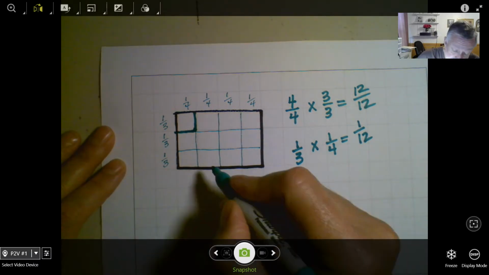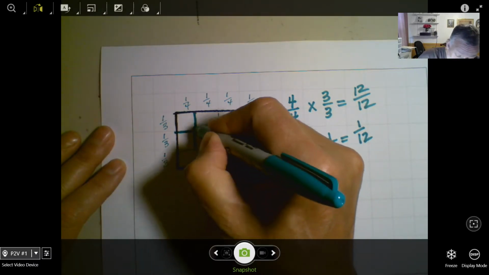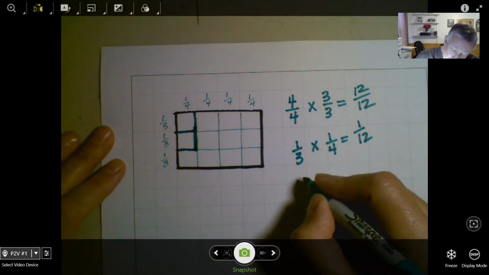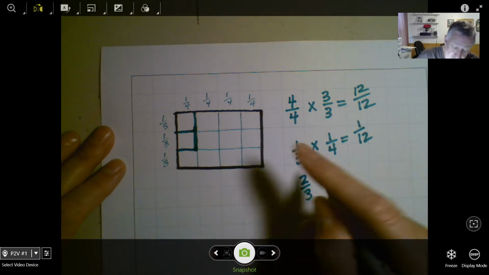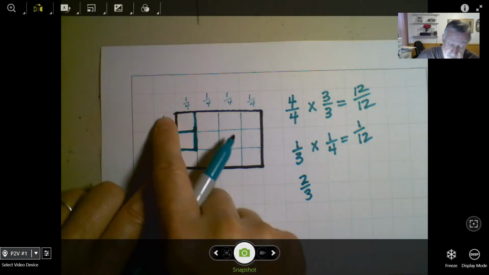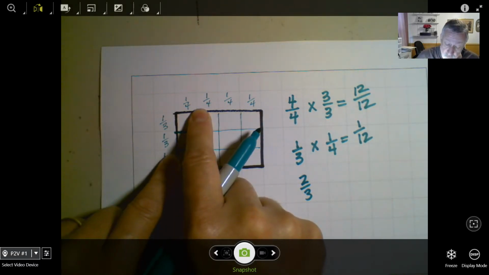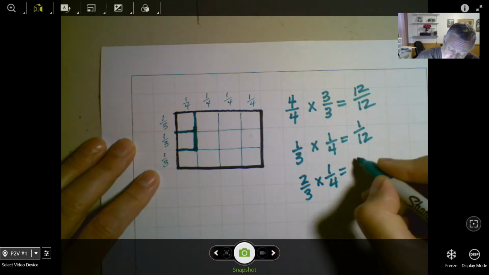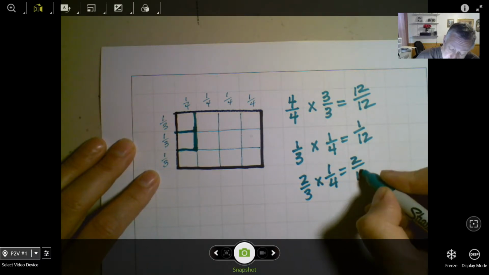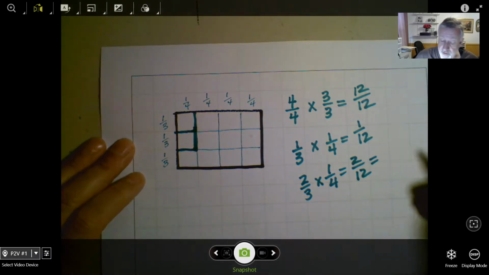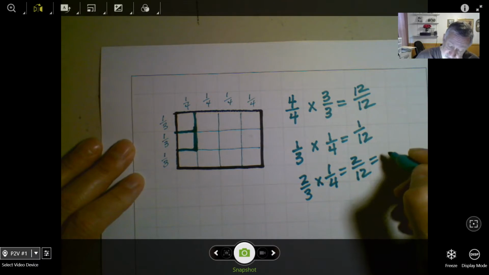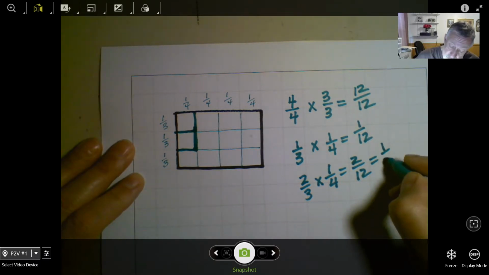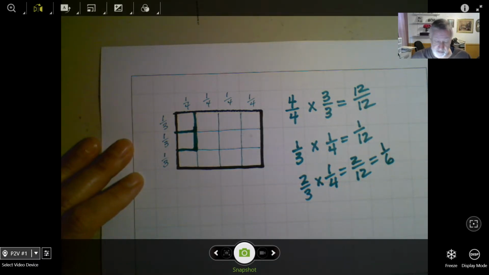Well, what if we decided to go with 2/3? Now look what happens. We get 2/3 because we've gone 2/3 of the way down, but we've only got an area that is 1/4 across, and we get 2/12. Some of us may recognize that we can reduce that. Divide the top and the bottom by the same number, divide both by 2, and you get 1/6.